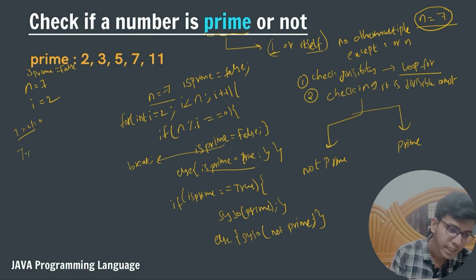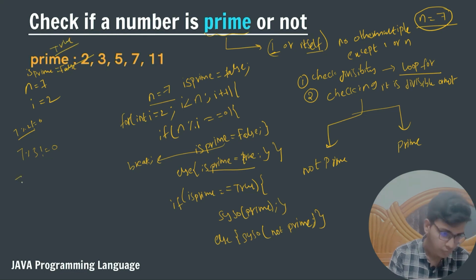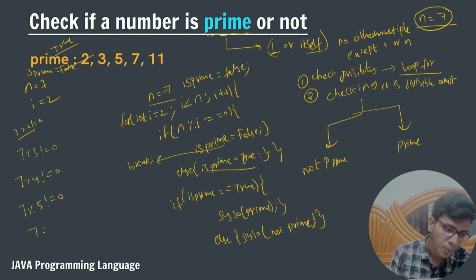After that, again 7 modulo 3 is not equal to 0, and isPrime remains true. So from false it becomes true, right? 7 modulo 4 is not equal to 0. Similarly, 7 modulo 5 is not equal to 0, and 7 modulo 6 is not equal to 0. Now i plus plus, so i will become 7, this condition will be false, and the loop will stop.